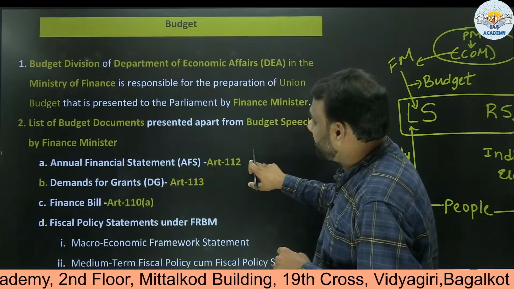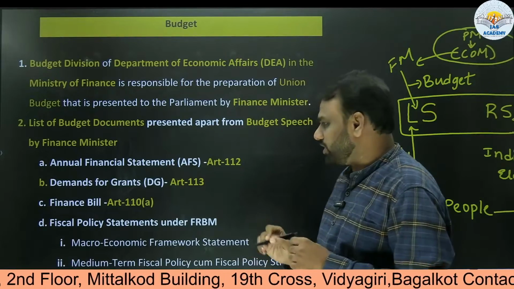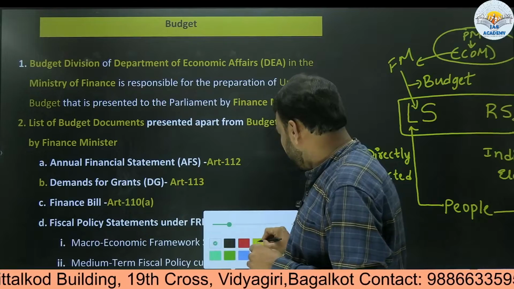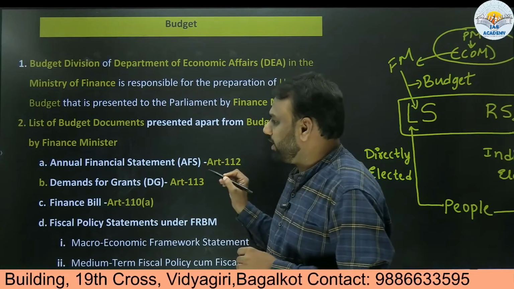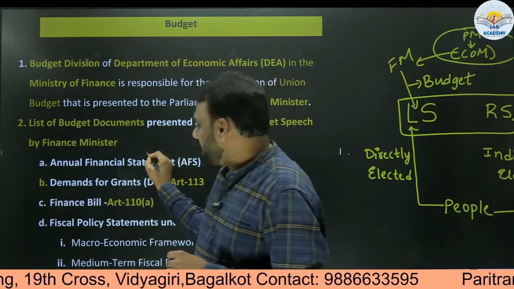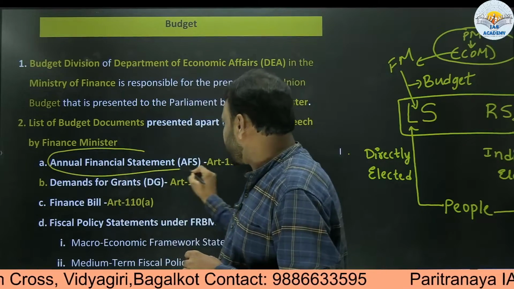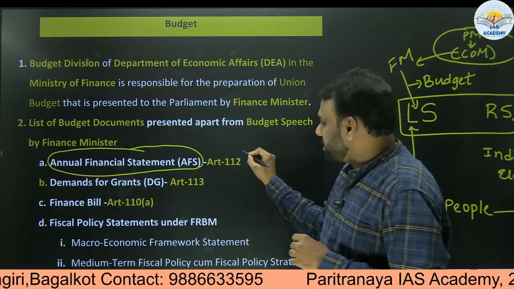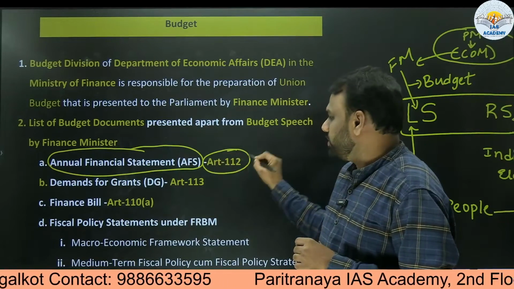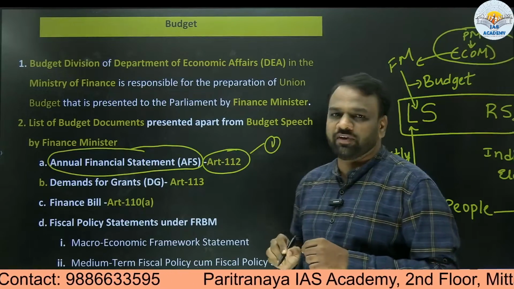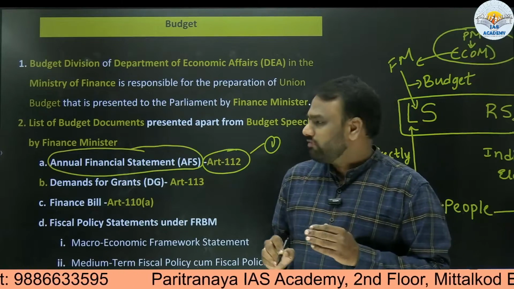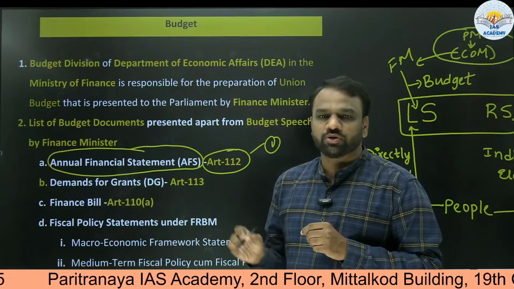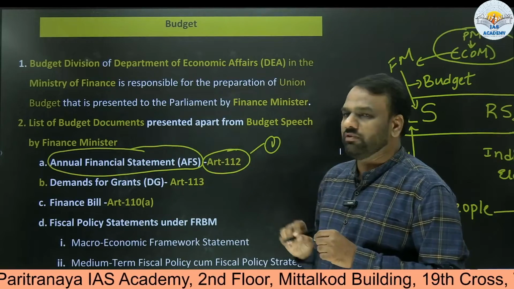When it comes to the budget, the next question is whether our Constitution has any word called budget. Very important: our Constitution does not have any word called budget. In our Constitution, we have a statement called the annual financial statement. This annual financial statement is mentioned in Article 112 of the Constitution. Again, equally important from the examination point of view. In the examination, they may ask you whether the annual financial statement is mentioned in the Constitution. Yes, it is mentioned, in Article 112.